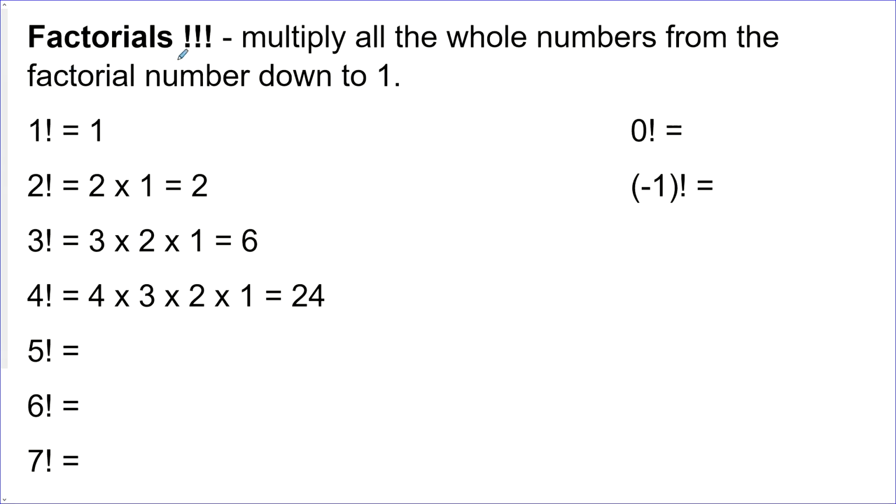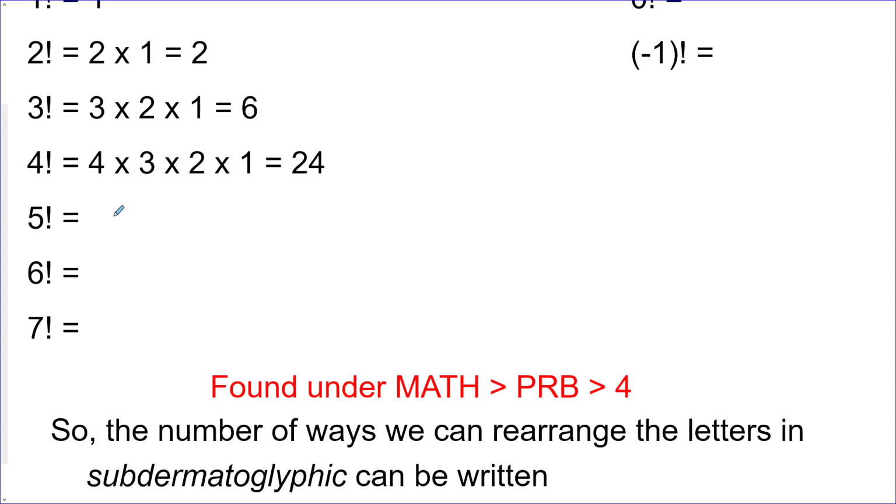And they're called factorials. And they're exclamation marks. It's not 1 yelling, it's 1 factorial. Now that means you multiply all the whole numbers from the factorial number down to 1. So 1 factorial is just 1 because it's already at 1. 2 factorial is 2 times 1. 3 factorial is 3 times 2 times 1. And see, you go from that number all the way down, just the whole numbers, down to 1. So 5 factorial is 5 times 4 times 3 times 2 times 1, 120.